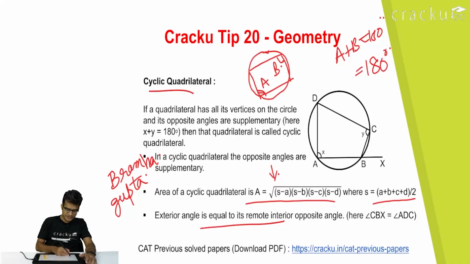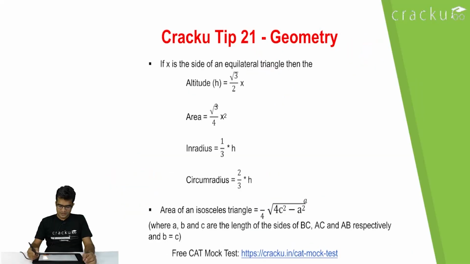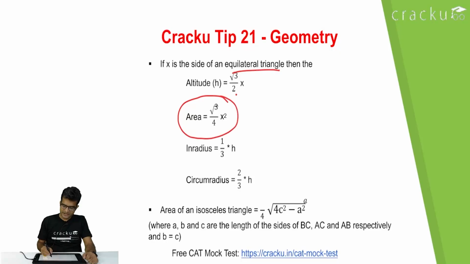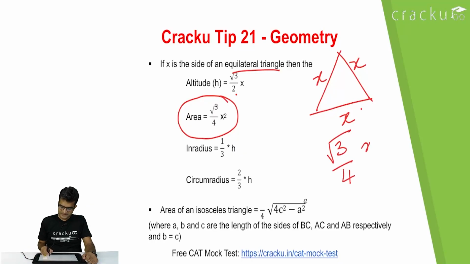Let us now look at the next slide. Given an equilateral triangle, you can calculate its area, its altitude, its inradius and its circumradius. It is a good thing for you to remember these formulas on your own, especially the area of the equilateral triangle. If each side of the equilateral triangle is x, then the area of the equilateral triangle is root 3 by 4 x square.